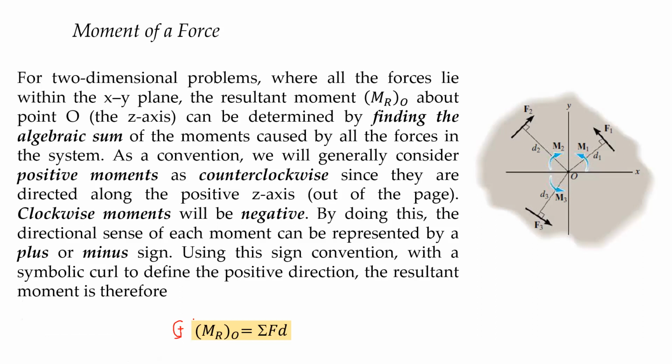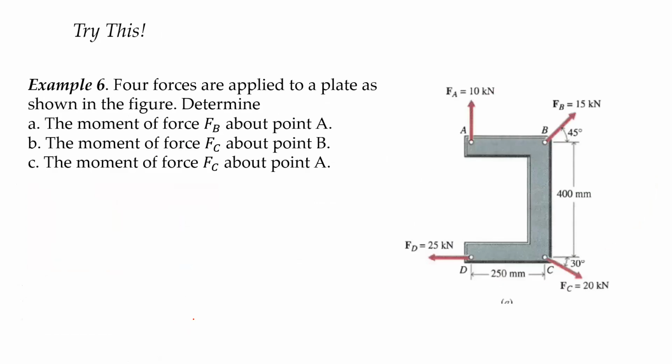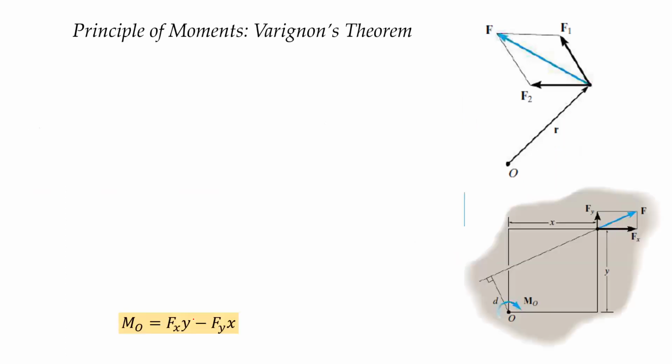The resultant moment M sub R is equal to the sum of all the moments, and our moment has a formula: force times distance. So feel free to see the video for examples 2, 3, 4, 5, and we already did 5 to 6. So the video will start at example number 7, I believe.